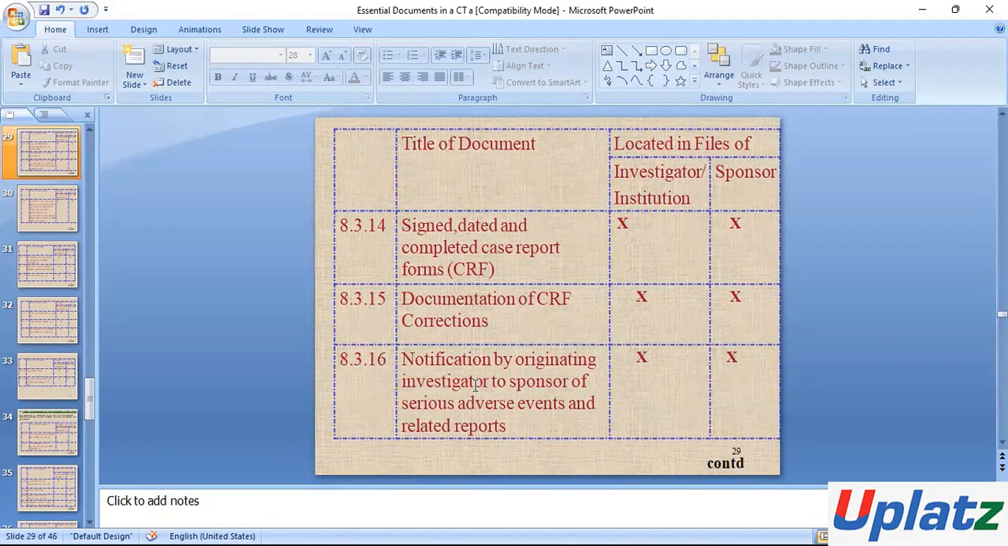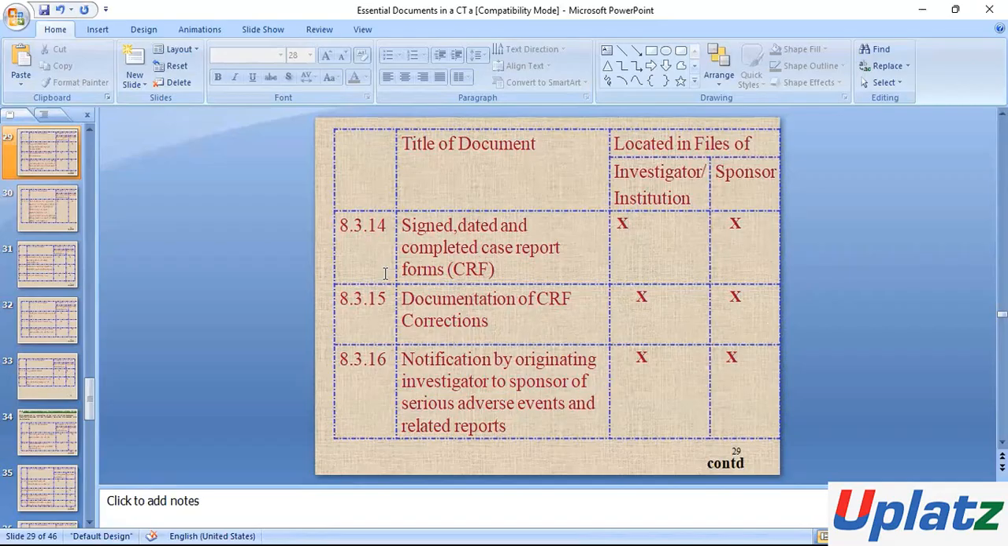As and when the CRF has been updated, the signed and dated completed case report forms will be uploaded. So before the closeout of the trial, this will be done. Documentation of CRF correction: during the course of the trial, if there are any CRF corrections, the documentation has to be uploaded. Notification by the originating investigator to the sponsor of serious adverse events and related reports.